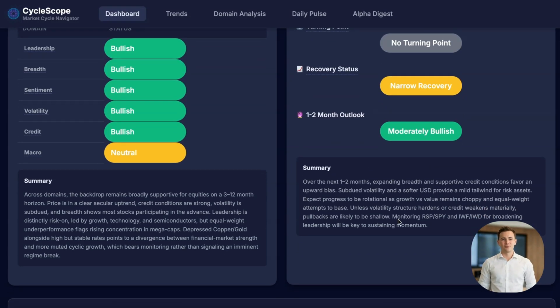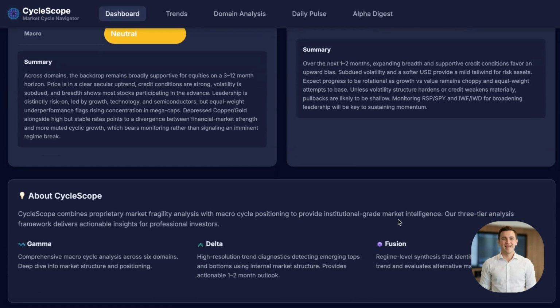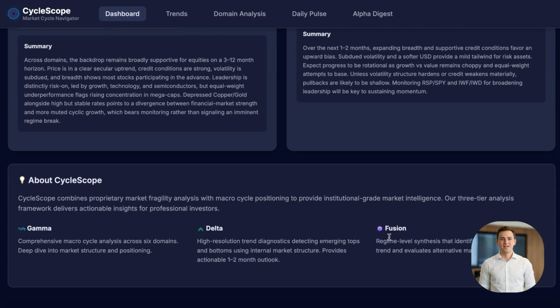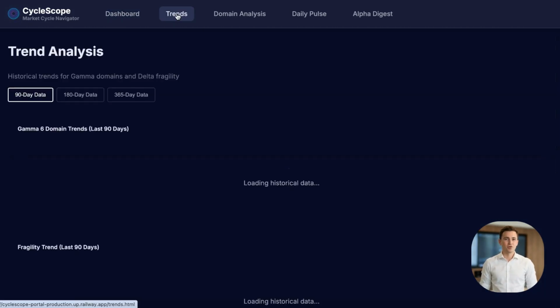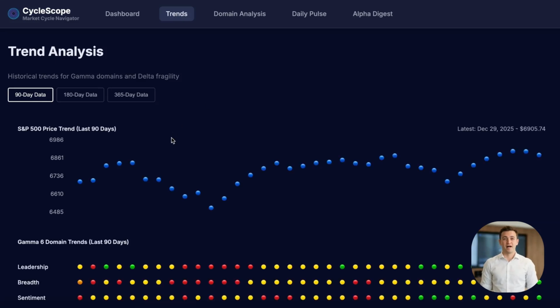Here's the power of the 3-layer framework. Fusion tells you the long-term direction. Gamma tells you the health of the structure. Delta tells you the tactical timing. When all 3 align, that's when you have the highest conviction. Now let's look at history. This is the trends page. It shows you how these indicators evolve over time. 3 charts stacked vertically. At the top, S&P 500 prices.